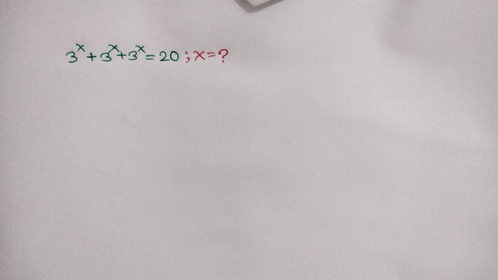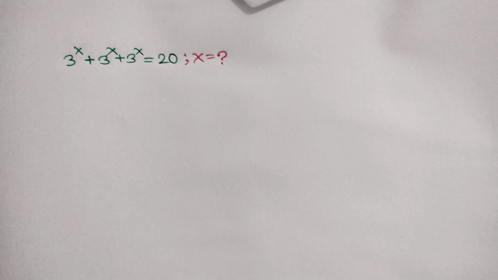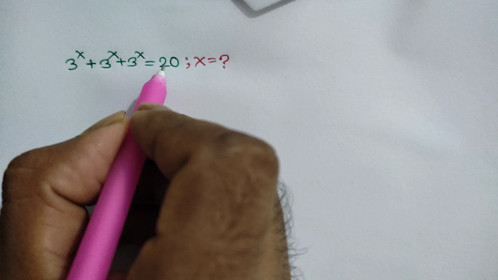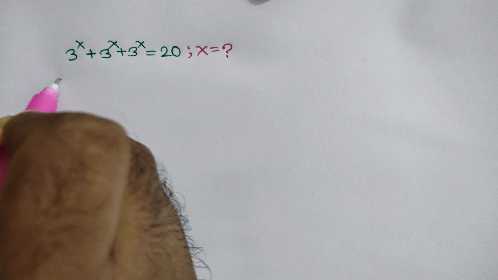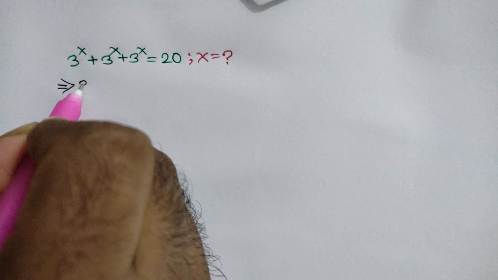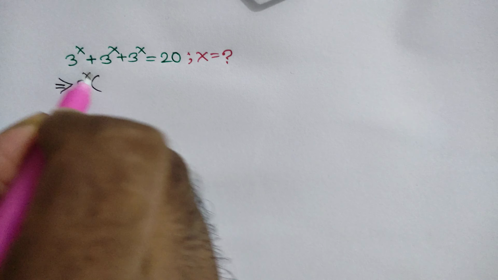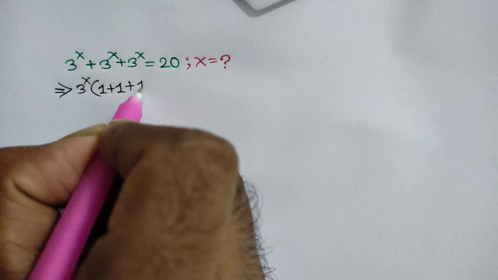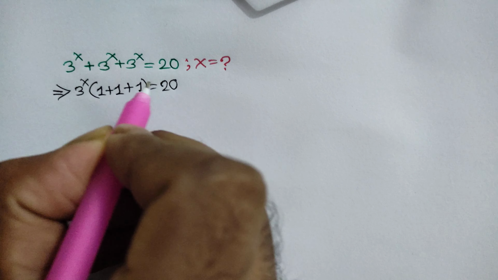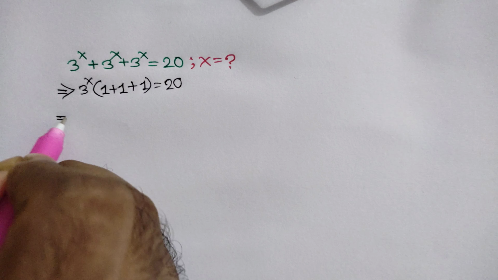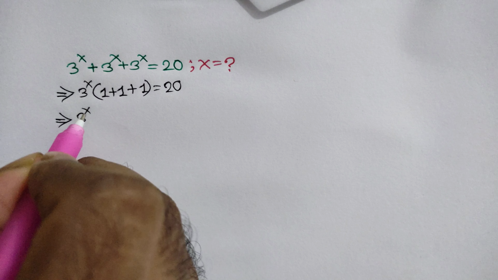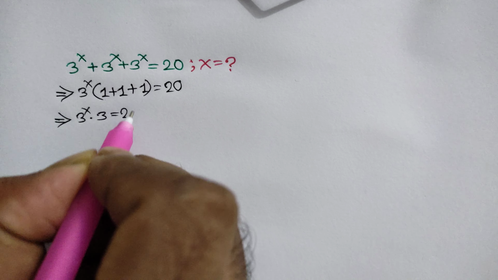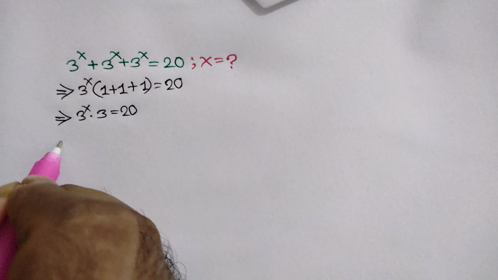In this video I am going to show how to find the value of x where 3 to the power x plus 3 to the power x plus 3 to the power x is equal to 20. Taking common 3 to the power x, here we will get 1 plus 1 plus 1 is equal to 20. Or 3 to the power x times (1 plus 1 plus 1, which is 3) is equal to 20.